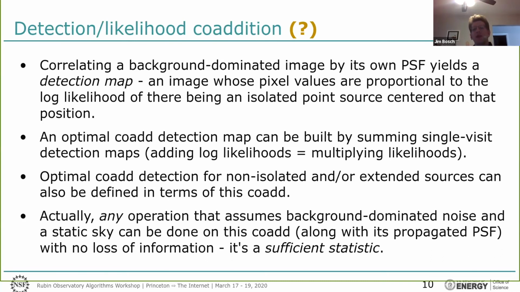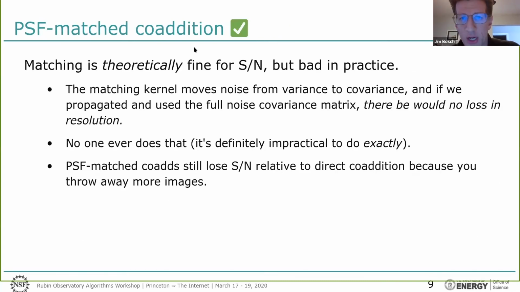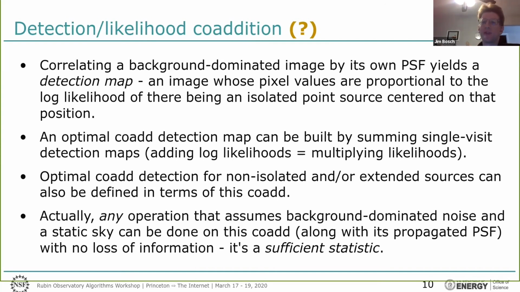All right. Now we're getting into something new. I should mention these little green check marks at the top. Those are there because we have implemented these in our pipelines and we use them in various places, and I'll get back to that later. Now we're moving into flavors of coadds that we don't yet build, but I think understand well enough that we could build if we decided it was worth the effort.